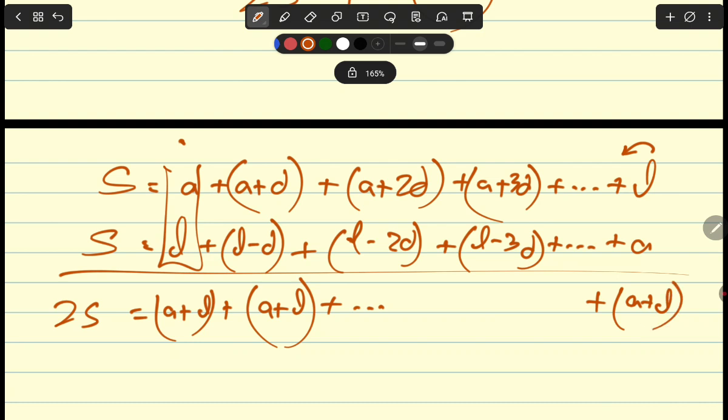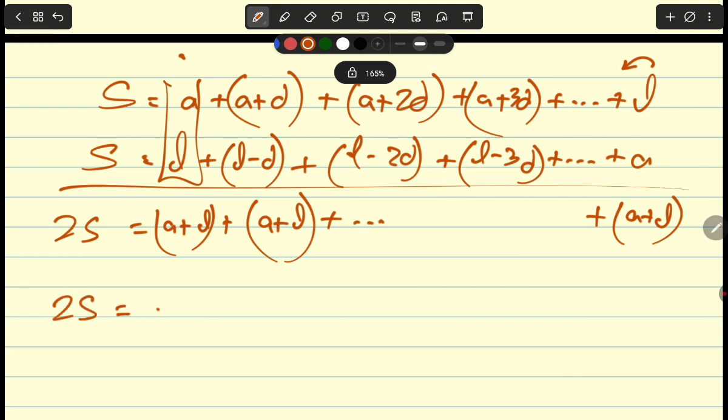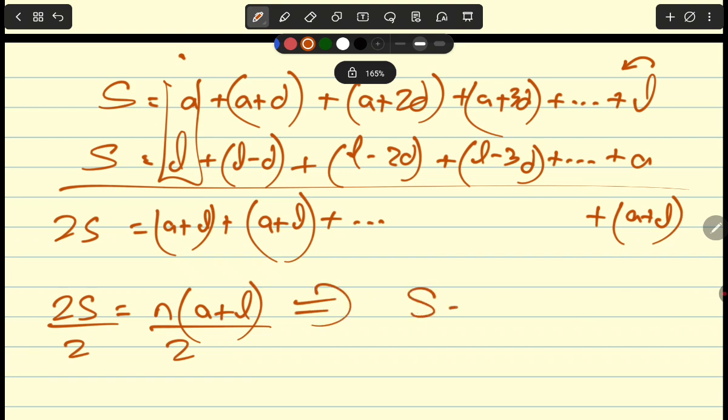Now, how many A plus L's are there? There are n number of them, right? So 2S is equal to n times A plus L, and then we can divide both sides by 2 in order to isolate S, which gives us that S, the sum of n terms, is equal to n upon 2 times A plus L. That's it. I don't want you to memorize this. I want you to remember the picture of this, right?